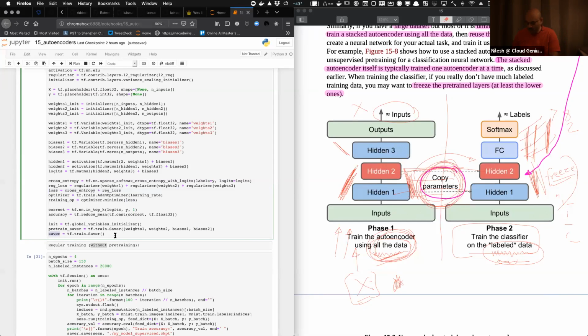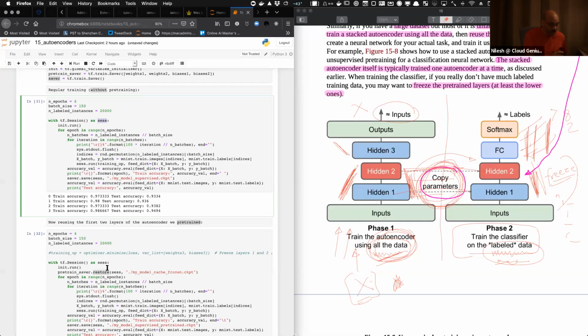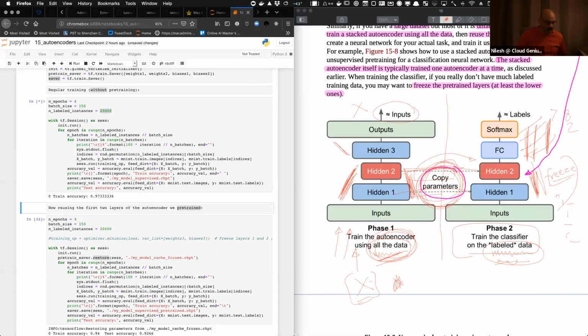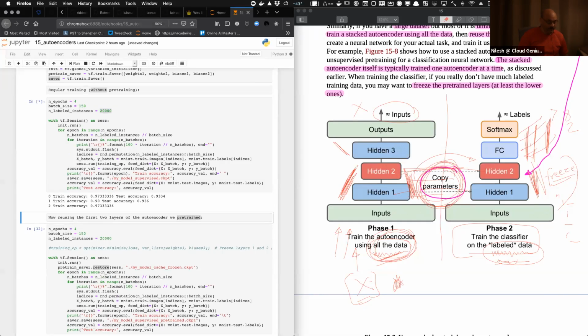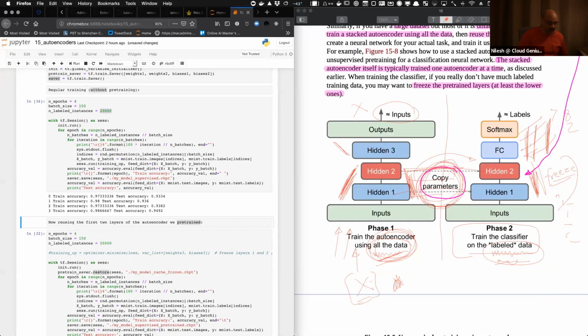So we'll execute this portion and then run a TensorFlow session, in which we are this time running without any pre-training. So the whole data set goes through. Number of epochs, batch size, and only 20,000 labeled instances in this example. And we run the session and we calculate its accuracy evaluations. Test accuracy is coming out to be about 94.92%.